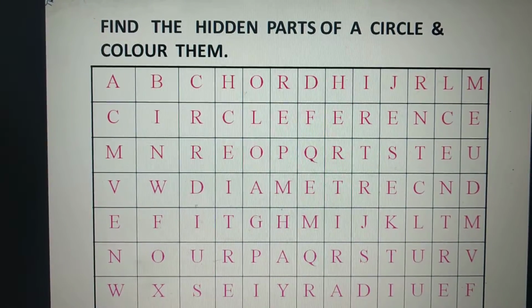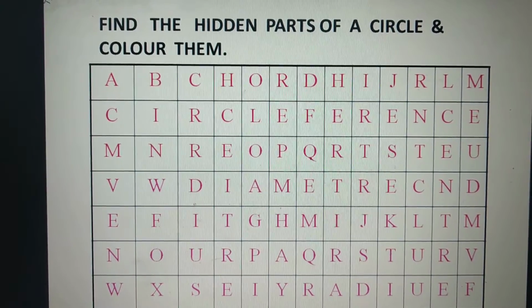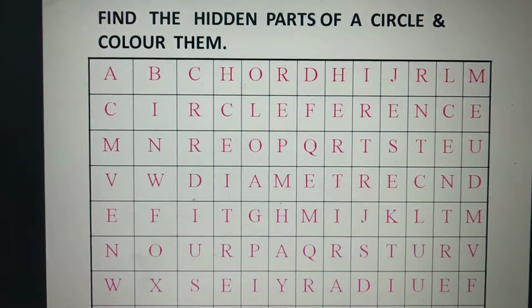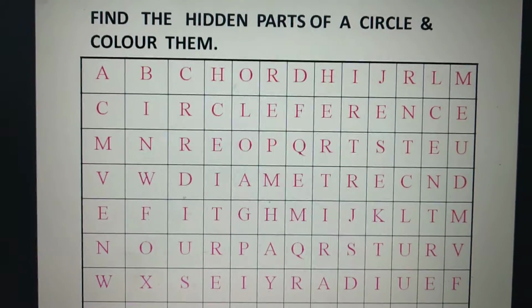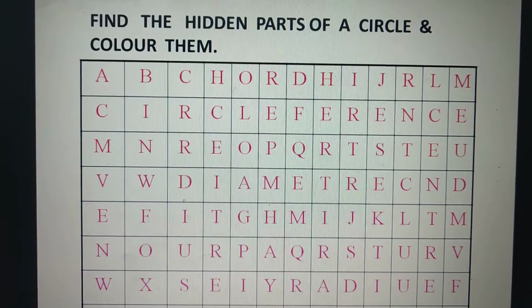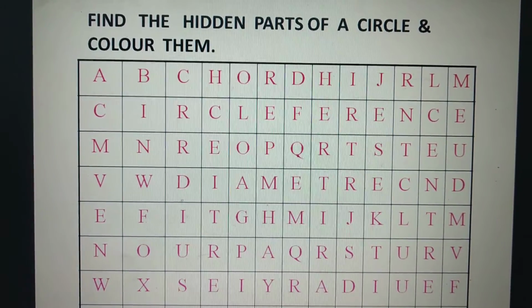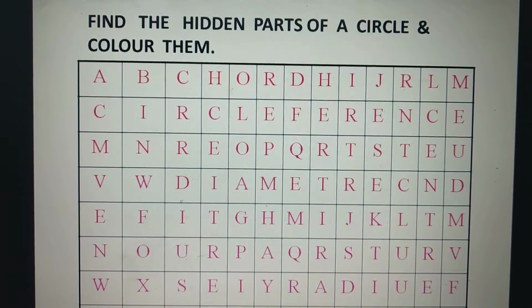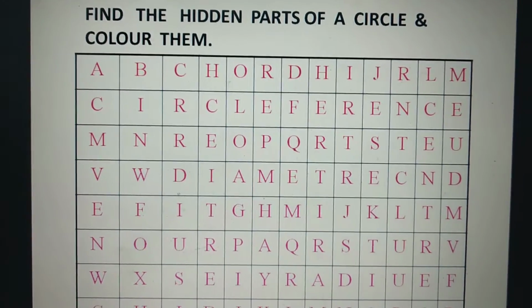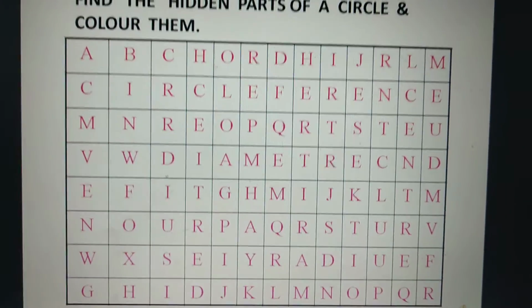There is fun game for you. Find the hidden parts of a circle and color them. You can make this grid on your notebook and then you can color the parts of the circle. I have given this also in the assignments.